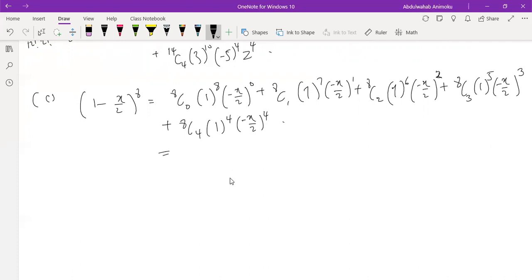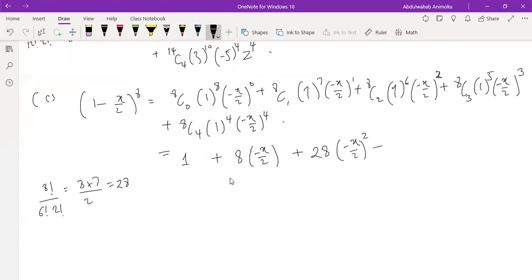Okay, now let's do the first one. 8 combination 0 is obviously 1. So that is 1. 1 raised to the power 8 is also 1. And minus x over 2 raised to the power 0 is also 1. Okay, so the next one, 8 combination 1 is 8. So you have 8 there, times 1 raised to the power 7, which is 1. Then we have times what? Minus x over 2. So we'll simplify this. The next one is 8 combination 2. Let's quickly do this. This is 8 times 7 over 2. 4 times 7 now is 28. So this is 28. 1 raised to the power 6 is 1. Then we have minus x over 2 squared. So we'll simplify this later on.